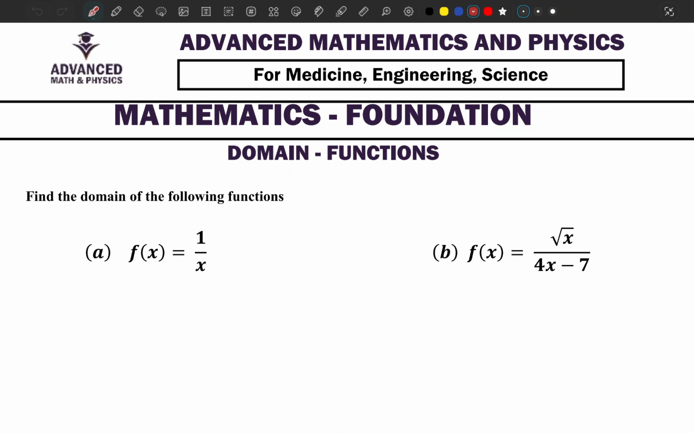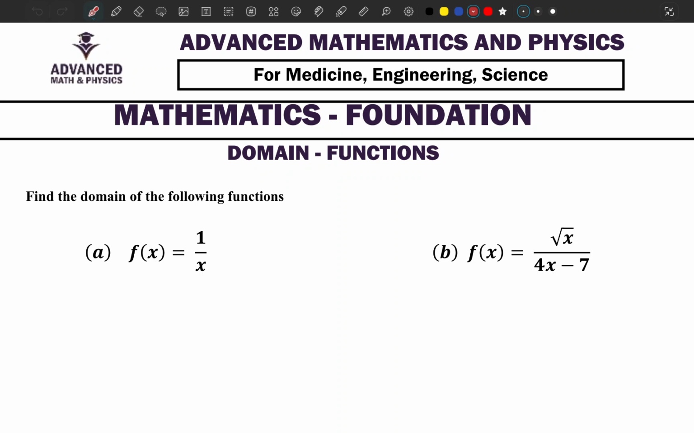Welcome to this video. We'll look at foundation mathematics, and under that we are going to look at the domain of functions. These are rational functions. The first one says f of x is equal to 1 over x, and the second one is f of x is equal to root of x over 4x minus 7.